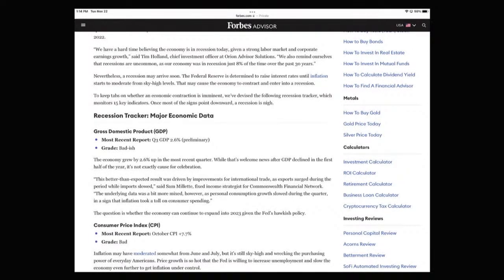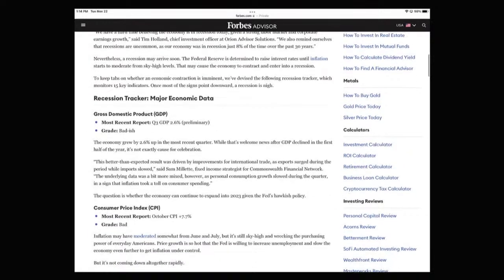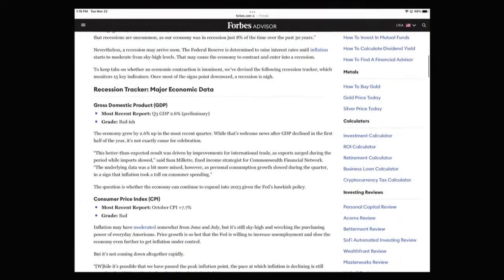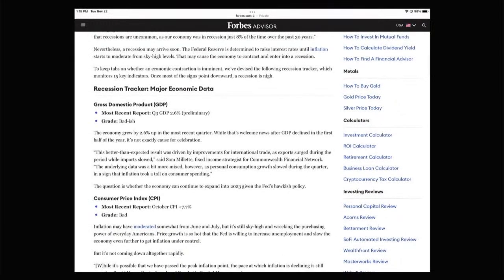So the recession tracker, major economic data. Most recent report, third quarter gross domestic product was 2.6%. So what was the past quarter? That's what I want to know. Grade: baddish. The economy grew by 2.6% in the most recent quarter.